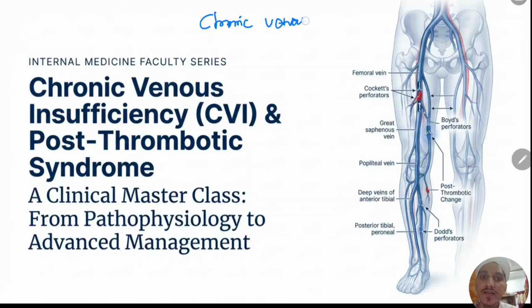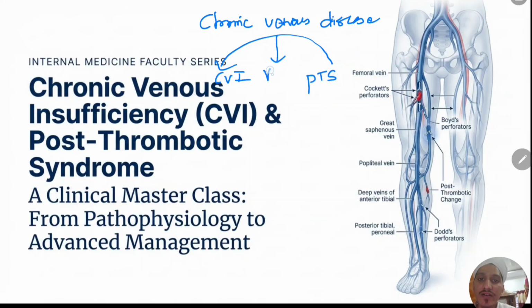Chronic venous disease is an umbrella term which constitutes two things: chronic venous insufficiency and post-thrombotic syndrome. And also we can include varicose veins. But this does not mean that all varicose veins have chronic venous disease, but a chronic venous disease has varicose veins. So you should remember that.